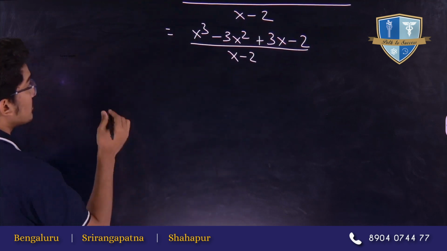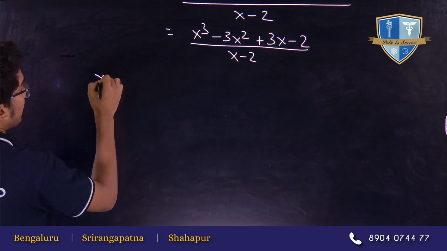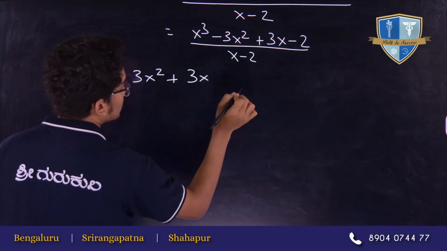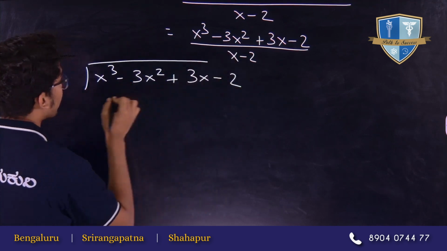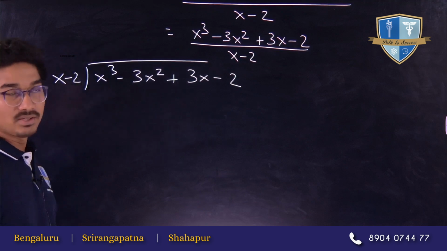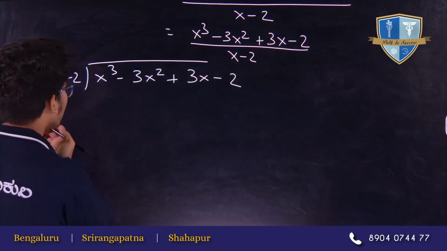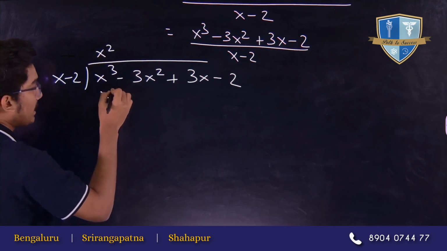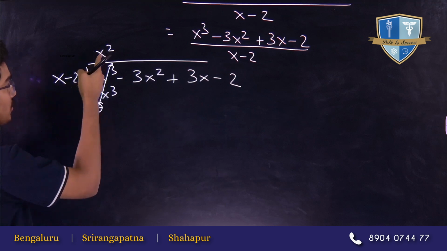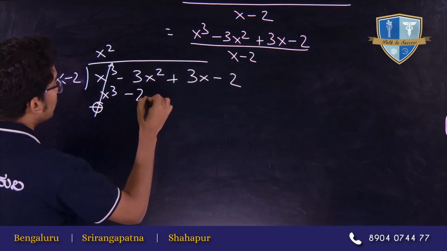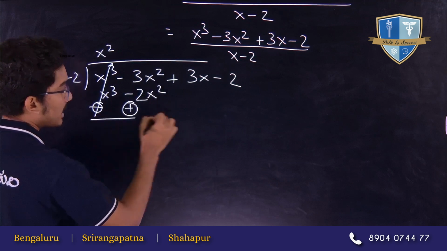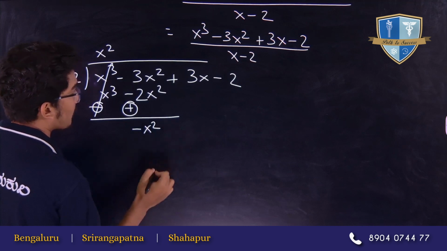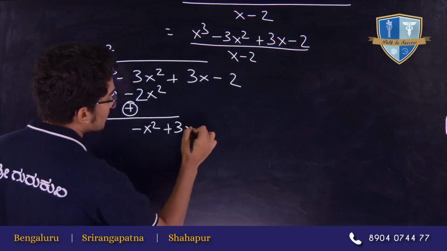Long division method is, we will start with x cube minus 3x square plus 3x minus 2, and we will divide this by x minus 2. Our remainder should come 0 and our quotient will be our g of x. So we are supposed to eliminate x cube and we have x here. So we will multiply x with x square. We will get x cube and x cube is eliminated. Now this will multiply with minus 2 as well. So we will get minus 2x square and plus, correct? Now minus 3x square plus 2x square, it will be minus x square and plus 3x minus 2.